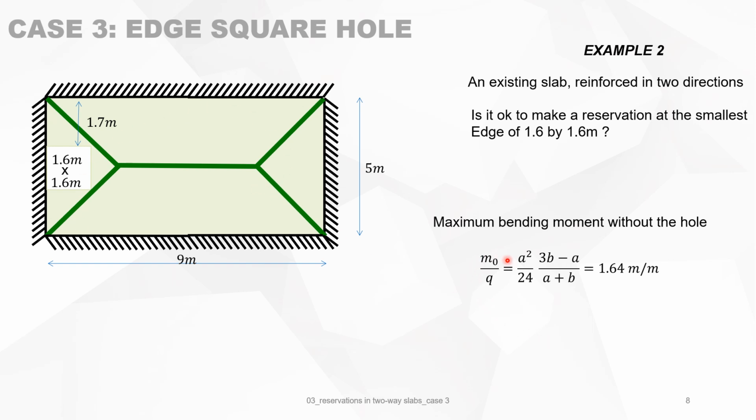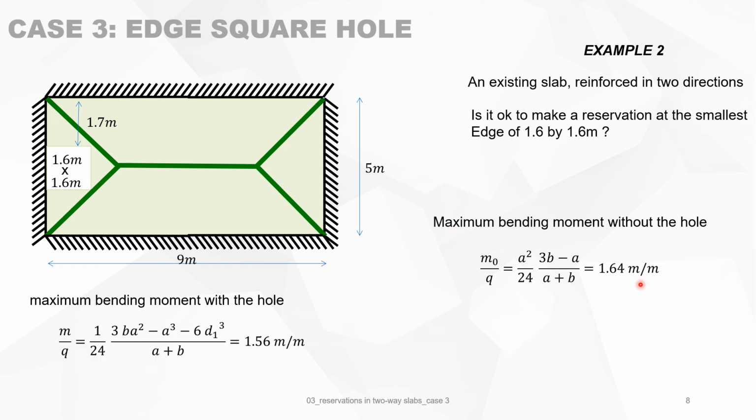So we use the maximum bending moment of the slab without the reinforcement divided by the load, because this is only a function of the geometry of the slab. So we find this is 1.64 meter per meter. And now we look when there is a reservation in the slab. Again, we divide the bending moment by the load, and this is from the formula of the previous slides. We find 1.56.